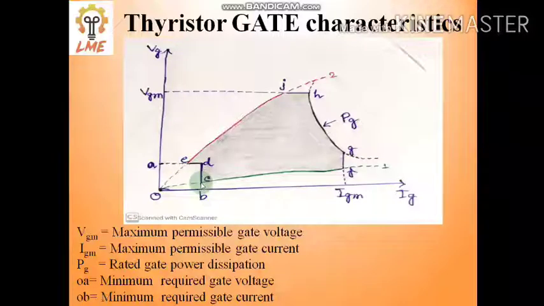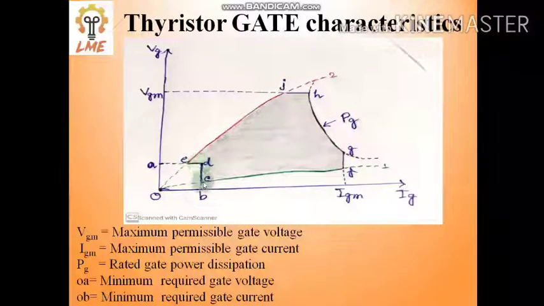That is why it starts from C and ends in F, and here it starts from E and ends at the Z point. Okay, so now there is also the rated gate power dissipation over here for a particular area, that is this black color line, denoted by PG, the rated gate power dissipation. Means there should be a power limit.